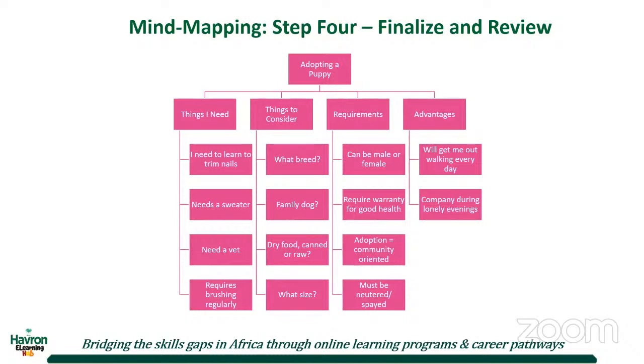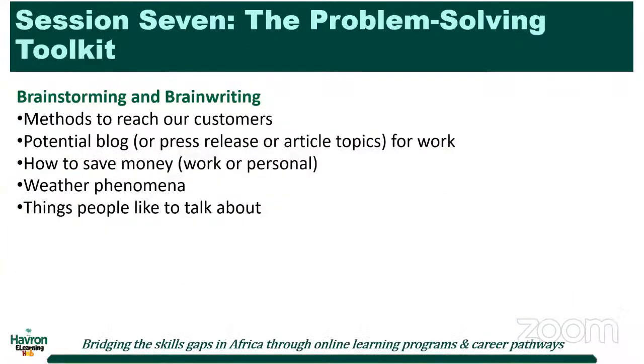The problem solving toolkit, section 7, please. So here we have brainstorming and brainwriting. There are methods to reach out, because this is also a kind of case study, but we will not be able to focus on this now because of our time. So let's quickly look at the methods.